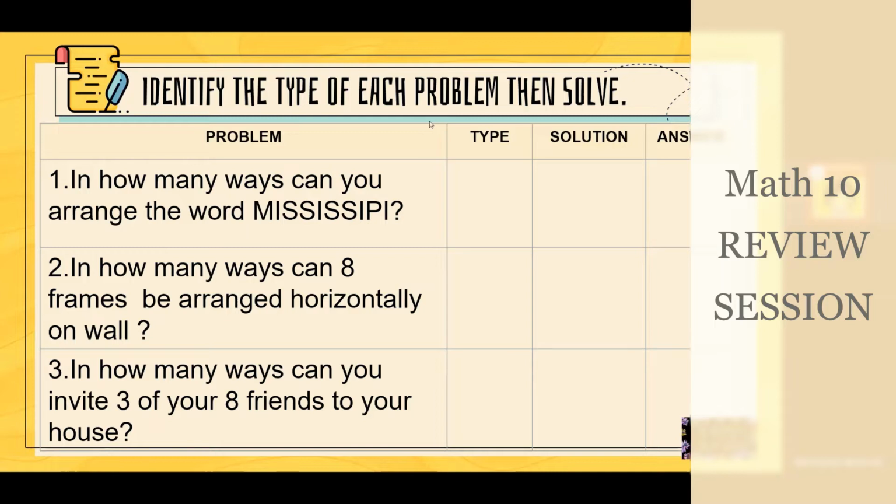Okay, this time you have to solve. But before that, you have to identify what type. So it can be permutation, combination, it can be mutually exclusive, non-mutually exclusive, or dependent, independent. So those are the choices. So identify the type and then solution and final answer. There are 3. Let's do it 1 at a time. 1 minute for every problem. Okay, number 1 first. Time starts now.